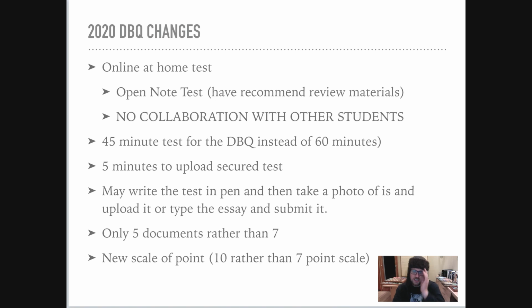Okay, so what are the changes on this test compared to previous years? The biggest change is that it's an at-home test. It's online, at home. The AP and College Board have spent millions of dollars to rework this version for security issues and to make sure that this at-home test was still going to count for college credit. Since it's an at-home test, this will be an open note test. That's really important to know. But it will still be a timed test.